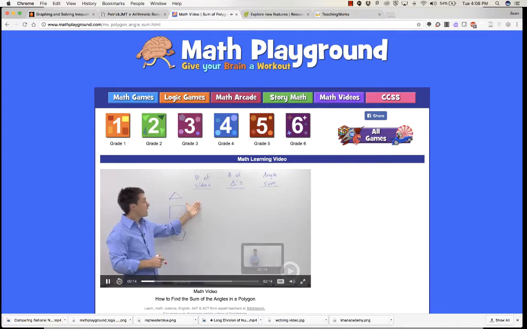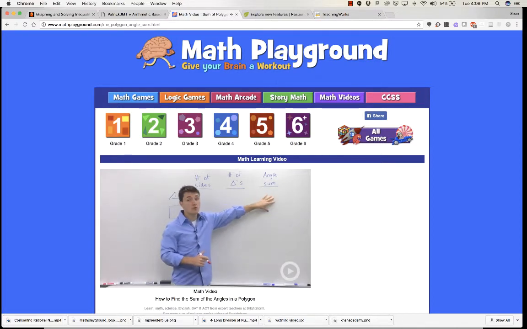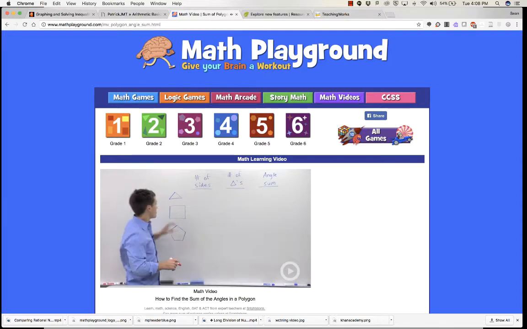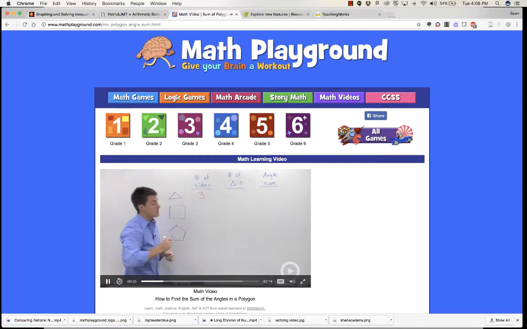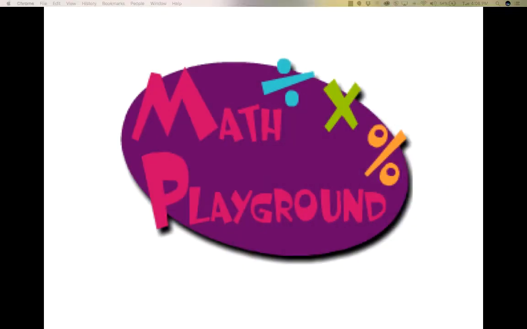How many sides does it have? How many triangles can we fit inside that polygon? And what's going to be the angle sum? So let's start with the triangle. Well, triangle has 3 sides, so I'm going to write 3. So he's kind of walking us through those elements just to make us aware of the math that we're trying to walk through and understand.